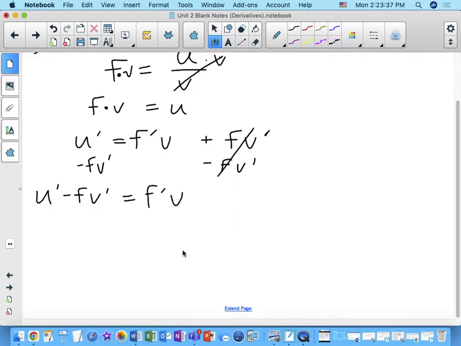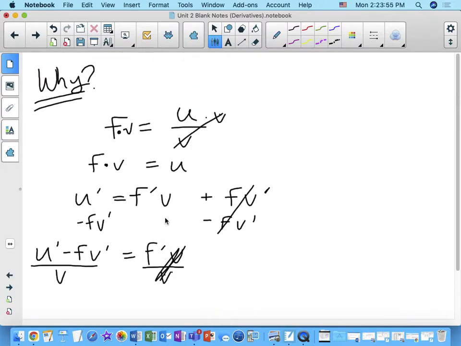What am I doing to f prime? Yeah, I'm multiplying by v, so I have to divide by v. I'm going to do that over here as well. So I have divided by v. I'm almost there, except that originally f was equal to u over v, and I still have an f in here. I don't really want that. So I'm going to take the u over v and sub it in for f. That's going to be my next line.